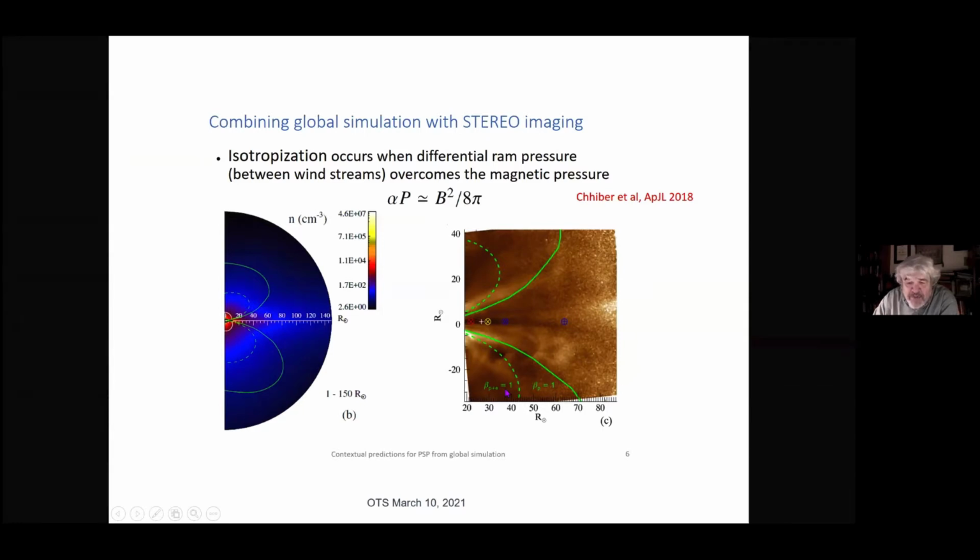For those who aren't plasma types, the beta is the ratio of the mechanical pressure to the magnetic pressure. So when beta is less than 1, that means the magnetic field is the boss, and the plasma has a hard time moving around the magnetic field, and that's true under these surfaces where the beta is much less than 1.